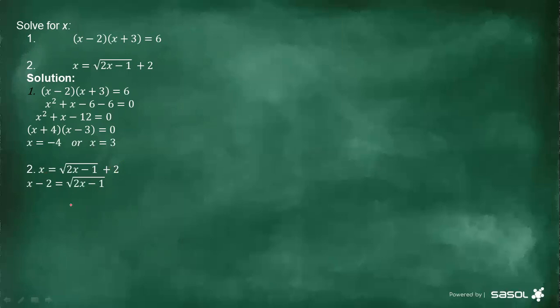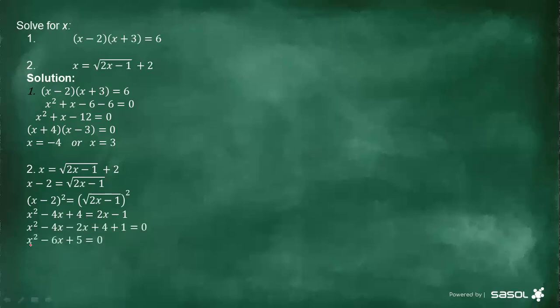Now, if this is the case, we can start squaring. Then we square both sides. And then this side we're going to apply FOIL, we multiply to give us x squared minus 4x plus 4 equals to 2x minus 1. Then you bring everything to one side, and therefore you add the like terms. Then now it's in the standard form, which is x squared minus 6x plus 5 equals to 0. Then you start factorizing it. Then you solve the value of x.